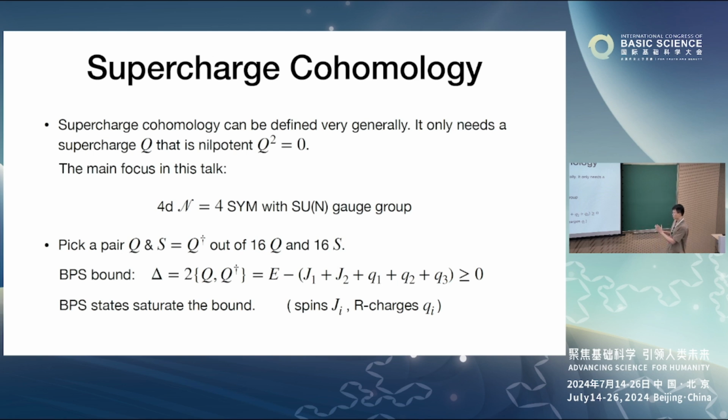Now using Q and Q dagger, we can compute the anti-commutator, and this will give us a bosonic charge. I call it delta. More specifically, it is a linear combination of the energy, 2 angular momenta, and 3 R charges, Q1, Q2, Q3. The BPS states are the states that saturate this BPS bound. That means delta equals 0.